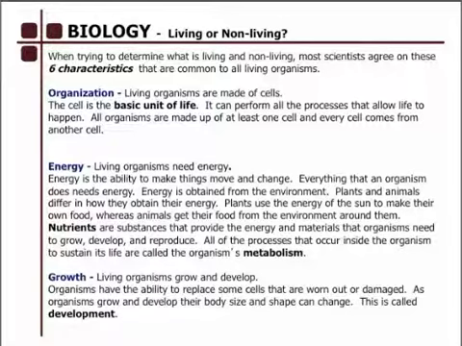Energy. So living organisms need energy. Energy is the availability to make things move and change. Everything that an organism does needs energy, and energy is obtained from the environment. Plants and animals differ on how they obtain their energy. Plants use energy from the sun to make their own food, whereas animals get their food from the environment around them. Nutrients are substances that provide the energy and materials that organisms need to grow, develop, and reproduce.